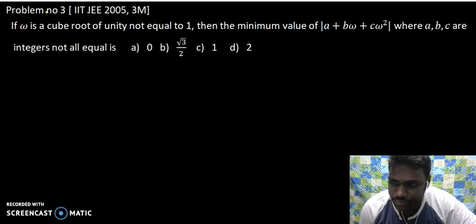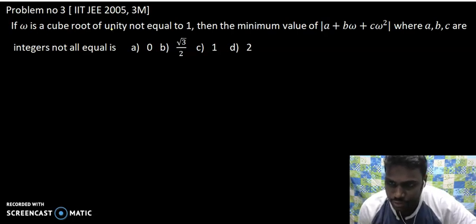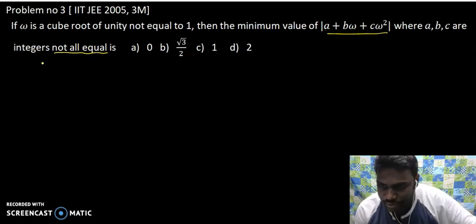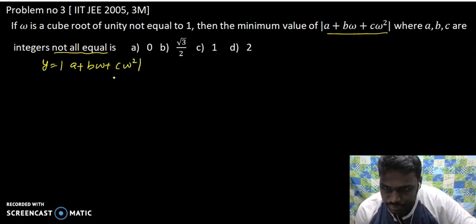Problem number 3. If omega is a cube root of unity not equal to 1, which means omega is a non-real cube root of unity, then find the minimum value of modulus of a plus b omega plus c omega squared, where a, b, c are integers not all equal. Let us take y equal to modulus of a plus b omega plus c omega squared. We need to find the minimum value of y.